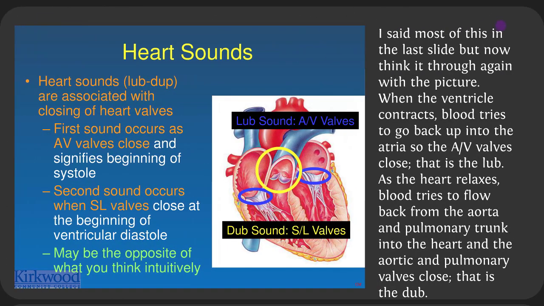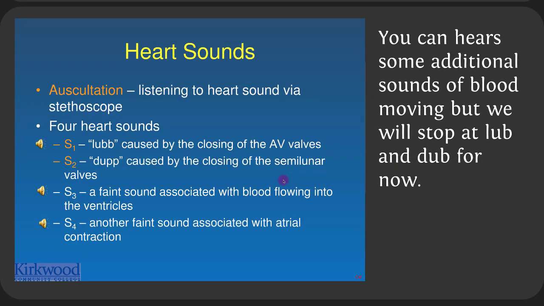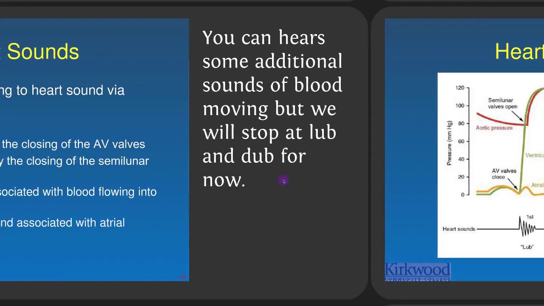I said most of this in the last slide, but now think it through again with this picture. When the ventricle contracts, blood tries to go back up into the atria, so the AV valves create a lub sound. As the heart relaxes, blood tries to come back through the pulmonary trunk, back through the aorta, and so the semilunars close. When the semilunars close, they cause the dub or the dup. Again, you get the lub when the ventricle contracts, and the dub when the ventricle relaxes. You can hear some additional sounds of blood moving, but we'll stop at lub and dub for now.